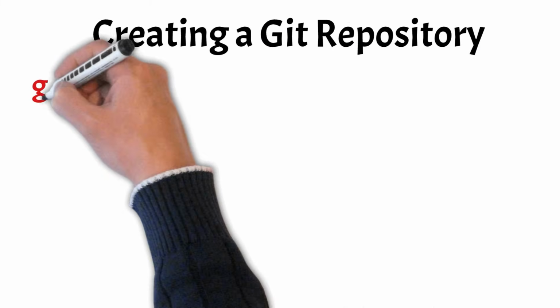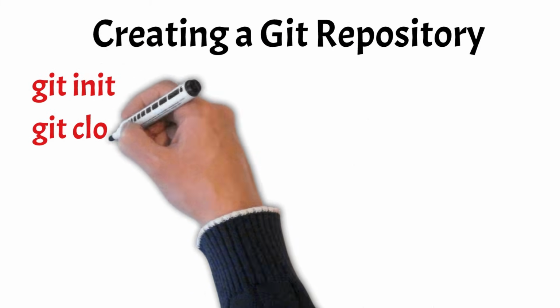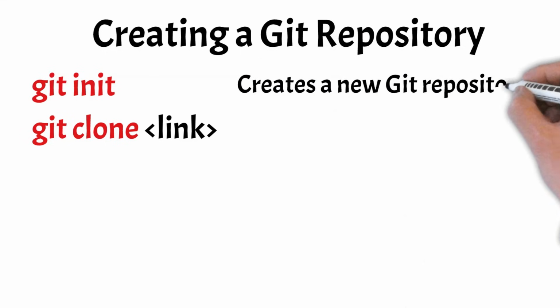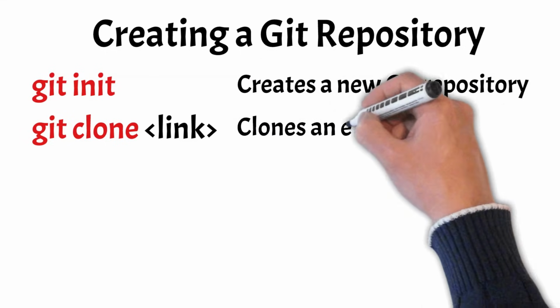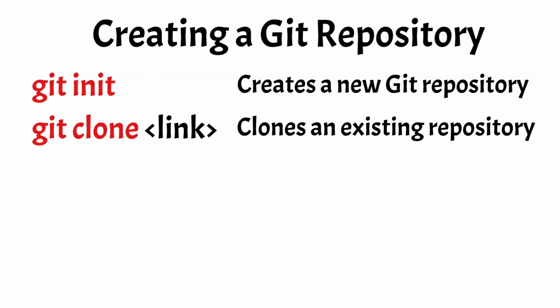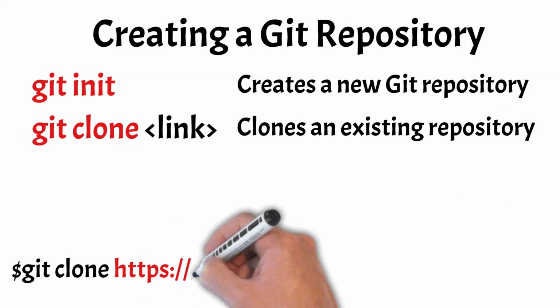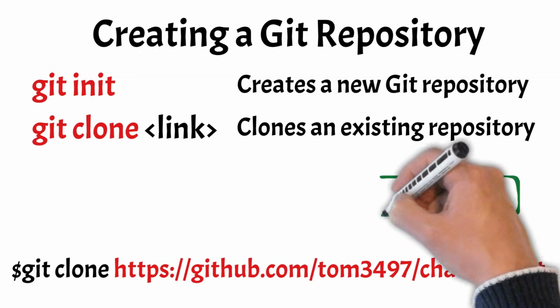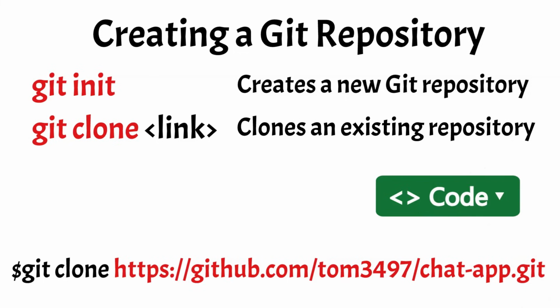Now let's move on to practice. To create a Git repository, there are two main ways to start. You can create a brand new repository inside an existing project folder with the command git init, or you can copy an existing repository from a remote source, like GitHub, using git clone, followed by the repository link. You'll find this link on the repository page on GitHub, usually under a green Code button.